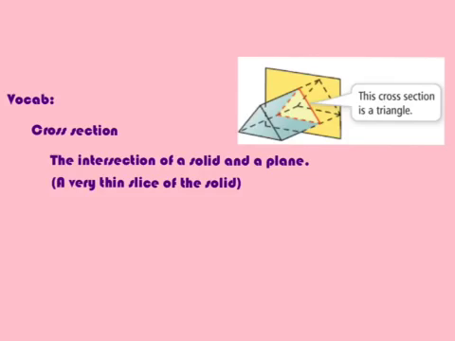For example, if you take an orange, you have a sphere. If you cut it in half, if you take a slice of it or a cross-section of it, you now have a circle. In this example here, we have this triangular prism, and if you take a cross-section of it, you have this triangle right here. So a cross-section is the intersection of a solid and a plane. The plane you can think of as that knife.